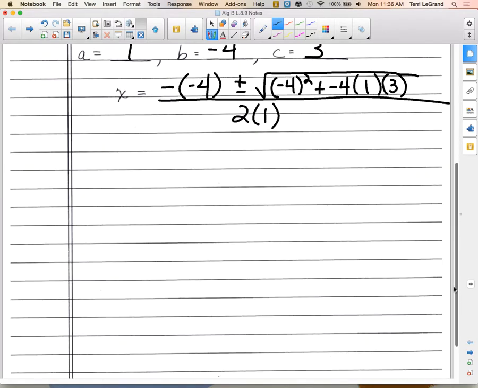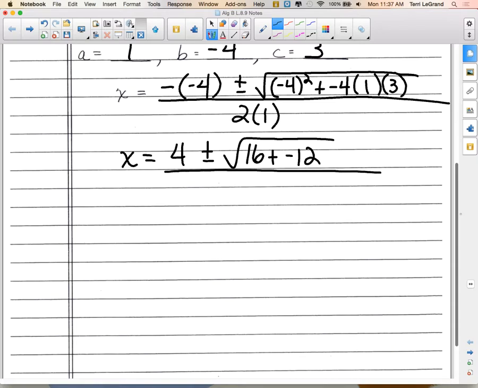So now we're going to just do some cleaning up here. X equals, what's the opposite of -4? 4. Positive 4. Plus or minus. We're not going to get rid of that radical sign yet. Don't try and do too much in one step, or this quadratic formula will get ugly with you. What's -4 squared? 16. Plus -4 times 1. -4. -4 times 3. -12.